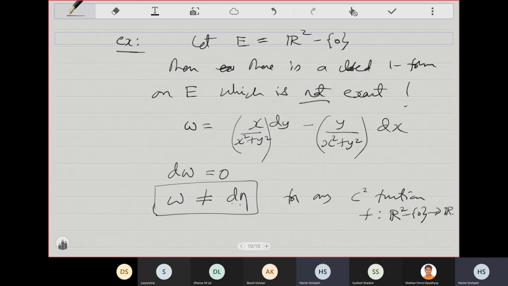Have you done this homework at all or not? If you have done this homework, you should be able to answer this immediately. This is a very important homework. All these questions, whatever is in Rudin's exercises, they are very important things. So how does one show that this is not d eta for anything?